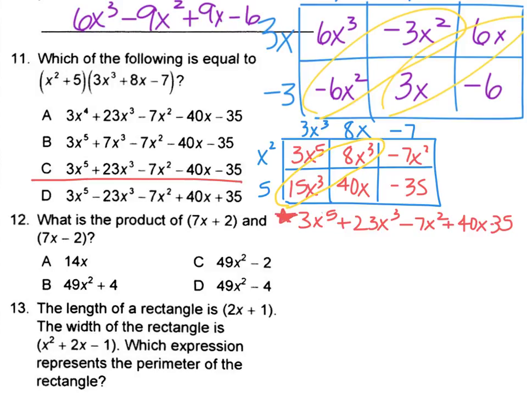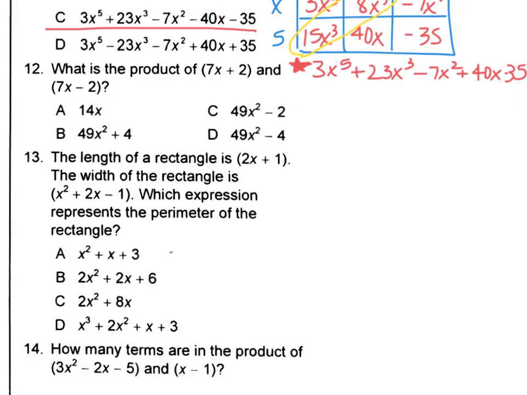All right, question 12. What I like about question 12 is that it doesn't actually have it set up for you yet. So you have to know what this word product means. Product is going to mean to multiply. So you've got to set that up: 7x plus 2 and 7x minus 2. Hopefully you recognize right away that those are conjugates, which means the middle's going to cancel. You know that it should be subtraction.